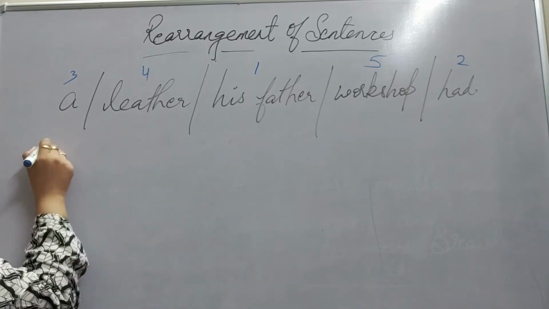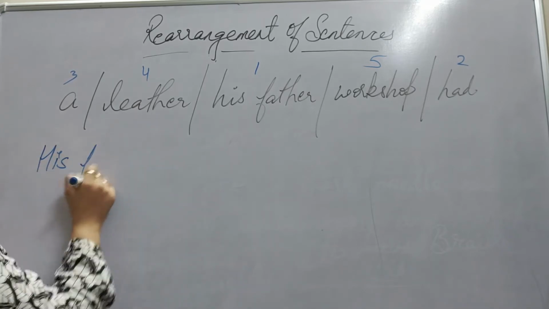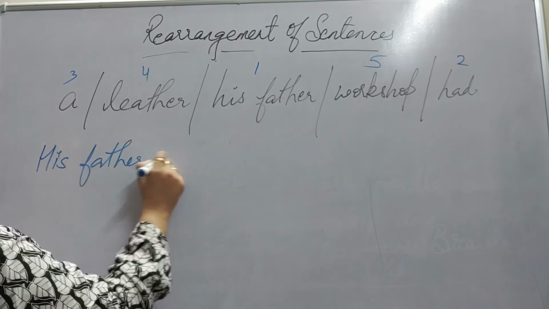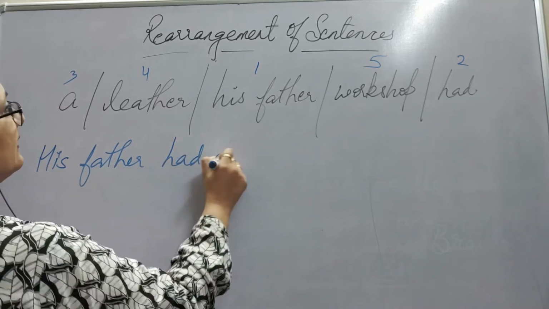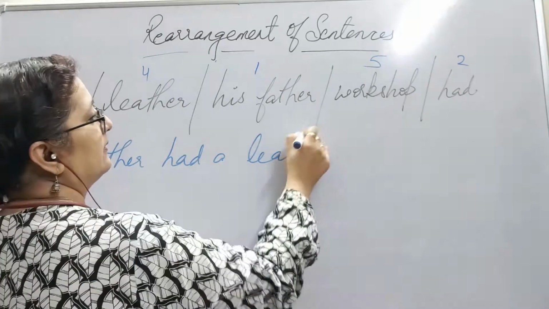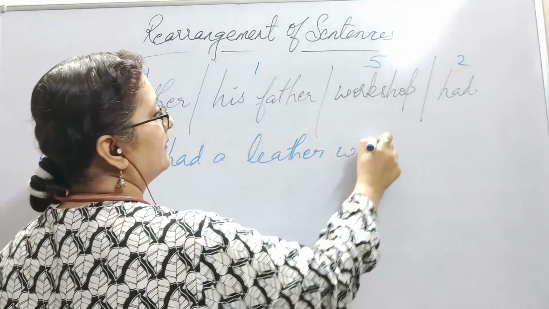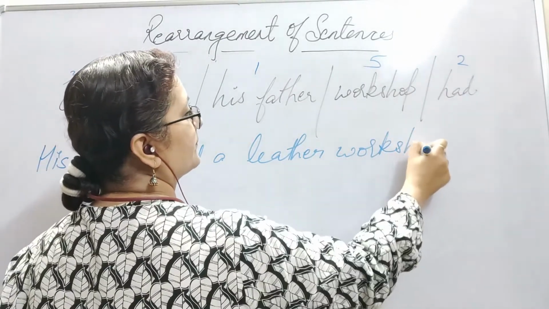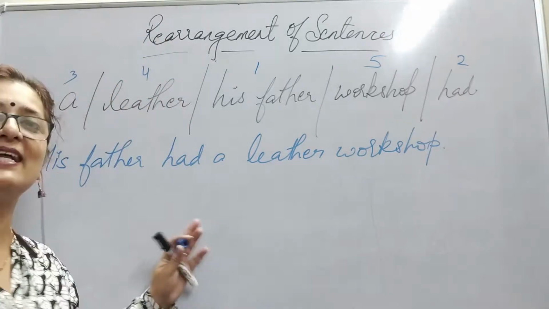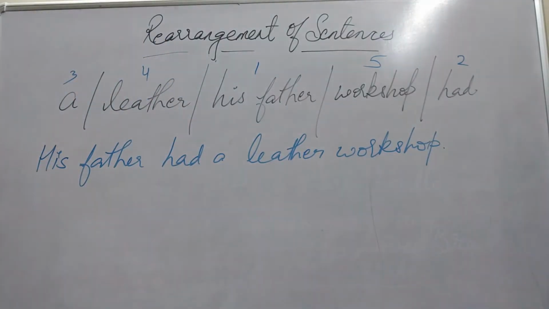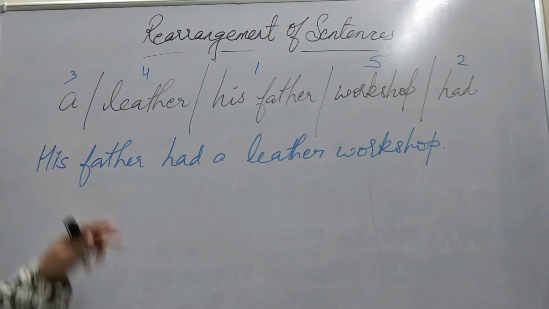Okay, let's put it in the sentence form. His father had a leather workshop. Right? So that's a perfect rearrangement which has already been done and in front of us.